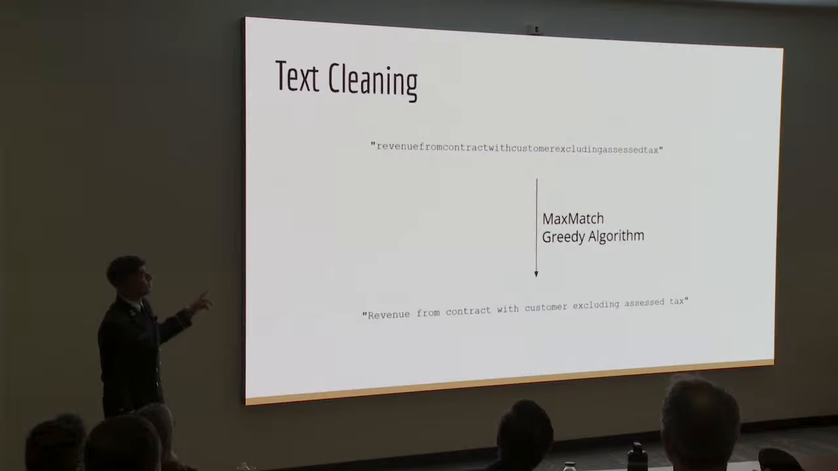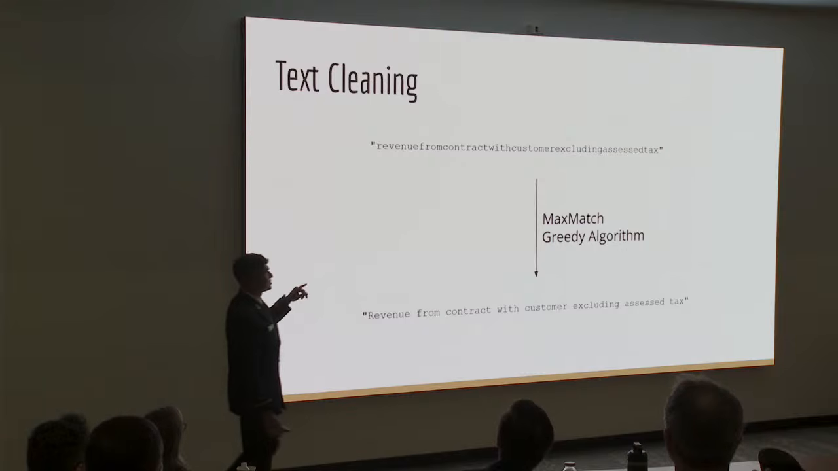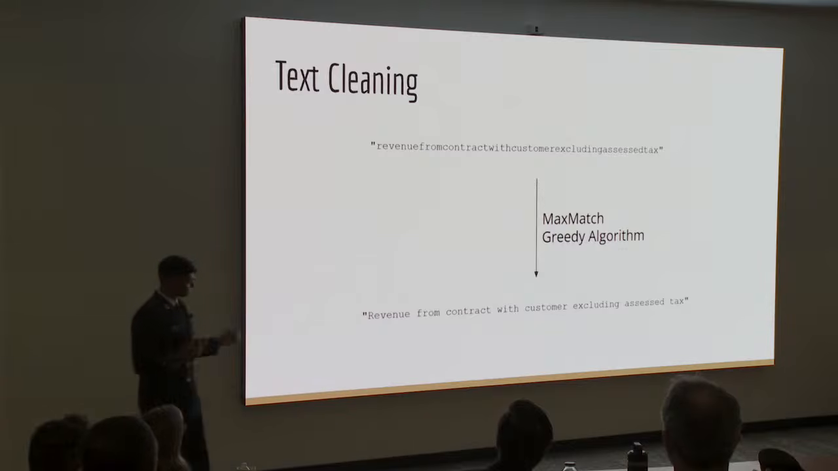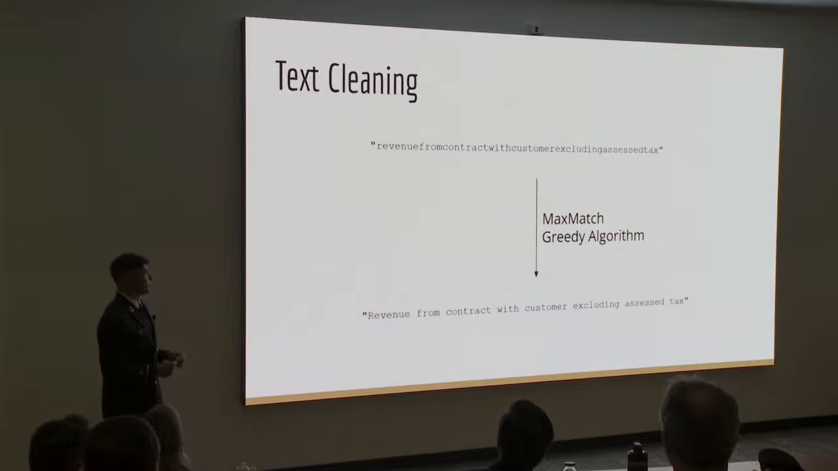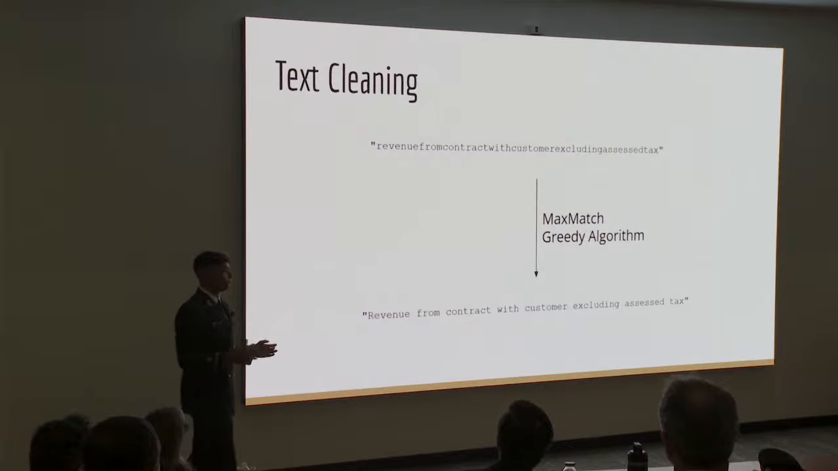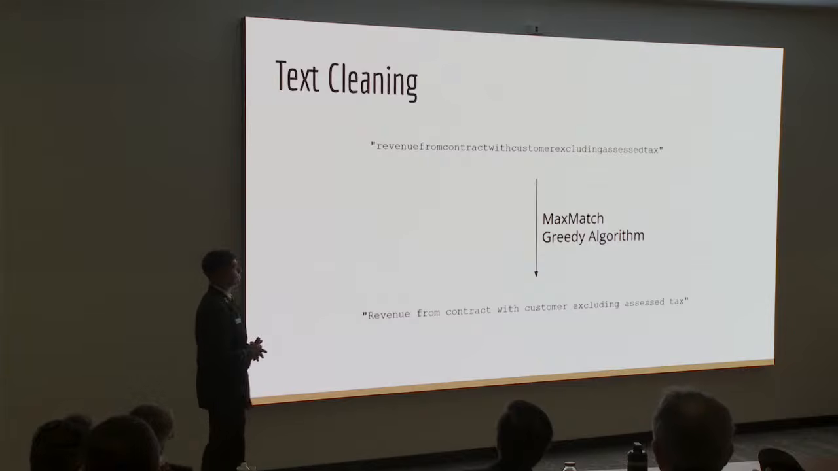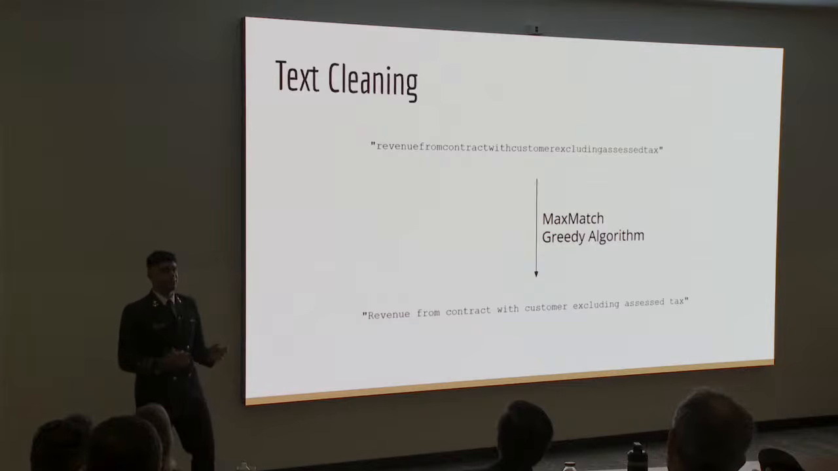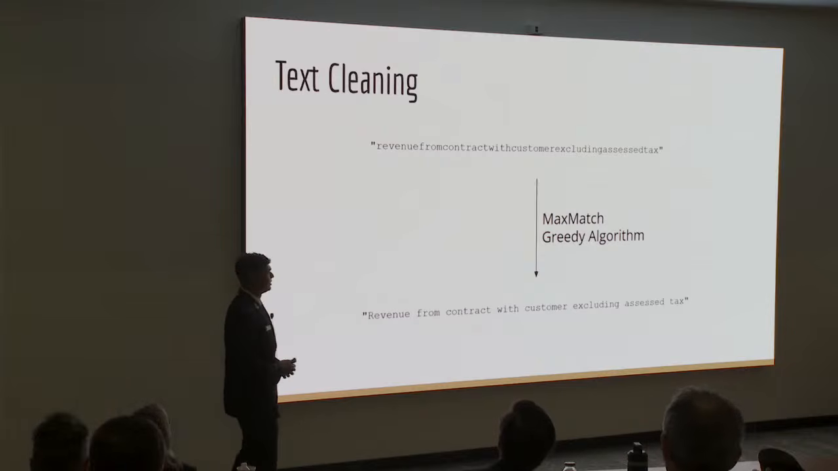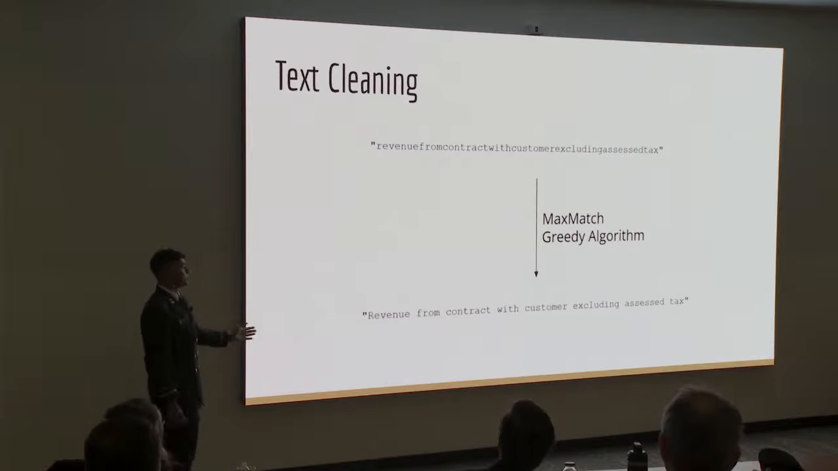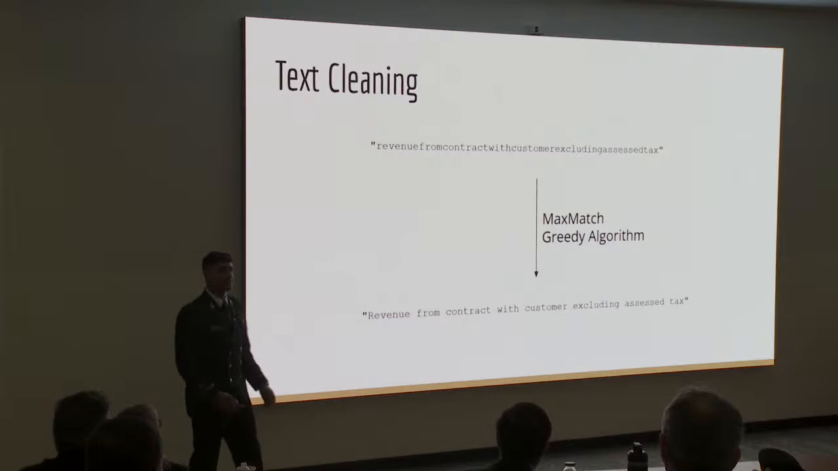But let's keep moving with this one line. We use a max match greedy algorithm that splits this into words, not perfectly, but good enough for a large language model to read it and know what you're trying to say. Think of when you put a prompt into ChatGPT and you make a typo, ChatGPT knows what you're trying to say. But now we have spaces, and we know that this is trying to say revenue from contract with customer excluding assessed tax.